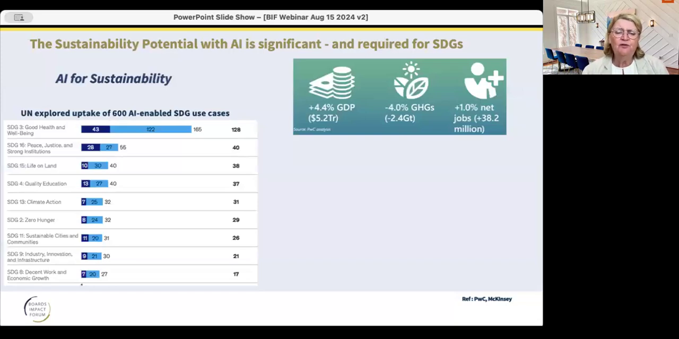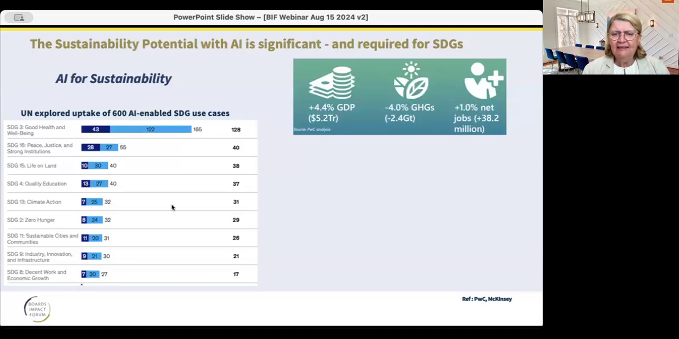The UN has also, for those of you who are closer to the SDGs and actually use them as something you discuss in your companies, explored an uptake of 600 AI-enabled use cases towards the different SDGs. And it's just interesting to see where they are aligned. A lot of them are aligned to health that we talked about, the well-being, but also peace and justice, which is really on the agenda now and will be impacting a lot of our companies.